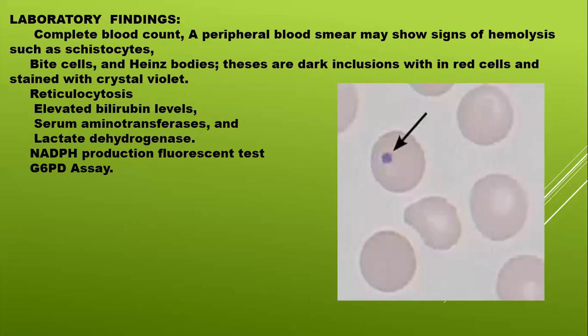Laboratory findings: on complete blood count, a peripheral blood smear may show signs of hemolysis such as schistocytes, and Heinz bodies. These are the dark inclusions within the red cells, stained with crystal violet dye. There is reticulocytosis, bilirubin level is increased, and serum aminotransferase and lactate dehydrogenase are also increased. A NADPH fluorescent test and G6PD assay should be done for the diagnosis.